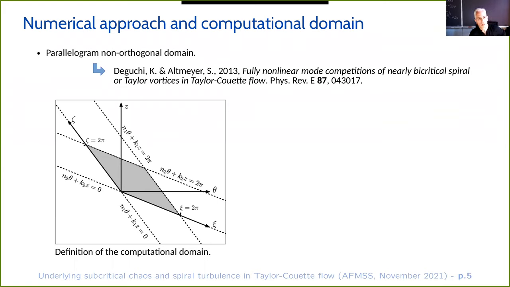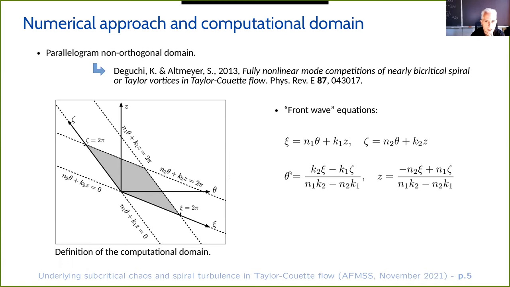So we propose, instead of using a tilted orthogonal domain, to use this kind of parallelogram domain. This idea comes from Deguchi and Meyer, who used this kind of domains in order to capture spiral structures, where basically you have an oblique coherent state that has two wave components, okay? Essentially, you have an azimuthal and an axial wavenumber for a first wave, and then another, n2 and k2, azimuthal and axial wavenumber. So we wanted to apply this kind of domain in order to capture coherent states within the spiral turbulence.